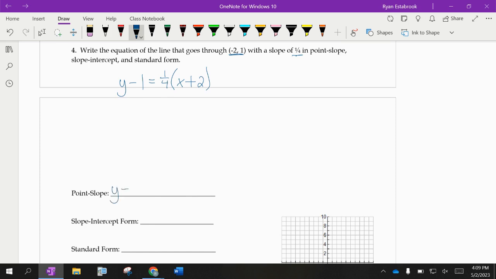So I'll just write that in my answer down here. Y minus 1 equals 1/4 x plus 2. This line goes through my point, -2, 1, and it has the correct slope.